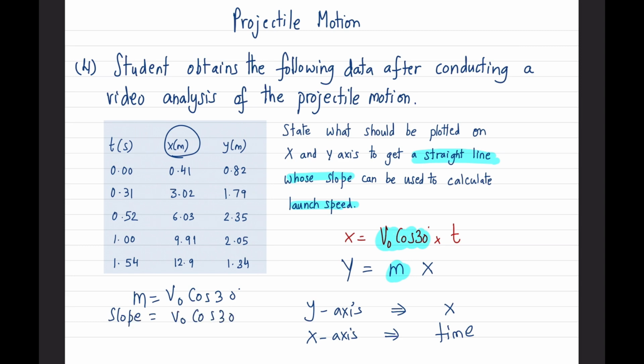So I can use the slope to get the launch speed, which is v0. The launch speed will be equal to slope divided by cosine 30. So if I plot a graph between x and t, that is the horizontal distance covered versus time, the slope of it can be used to find the launch speed.